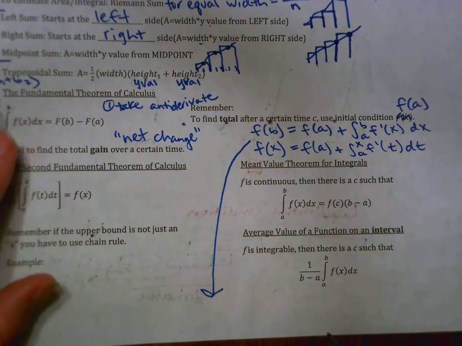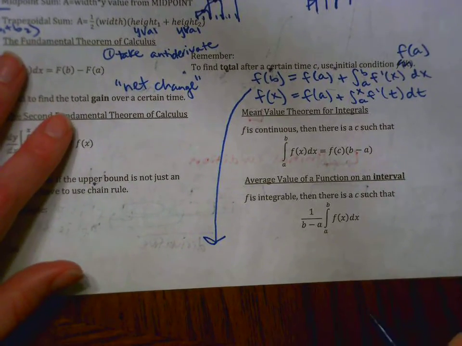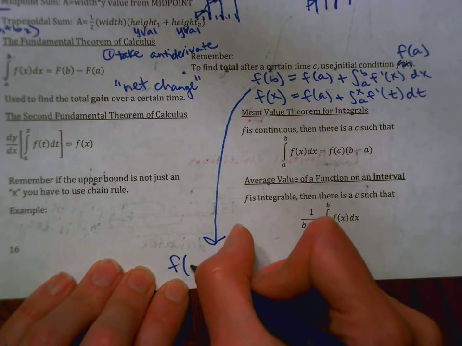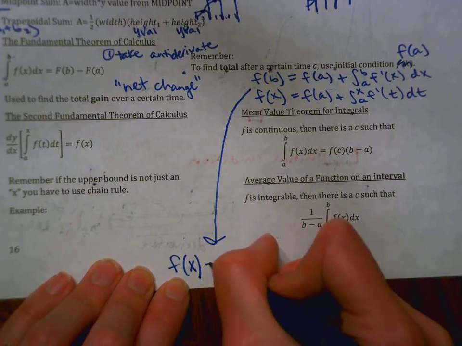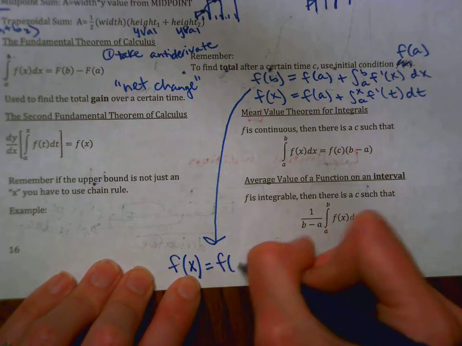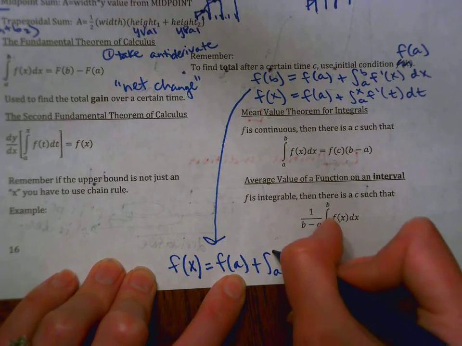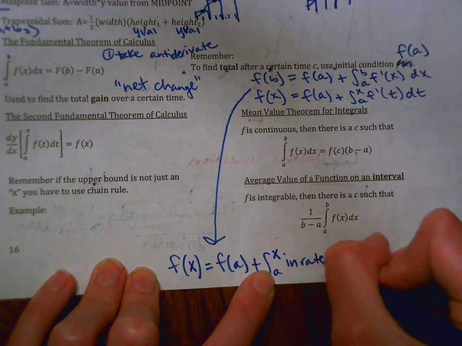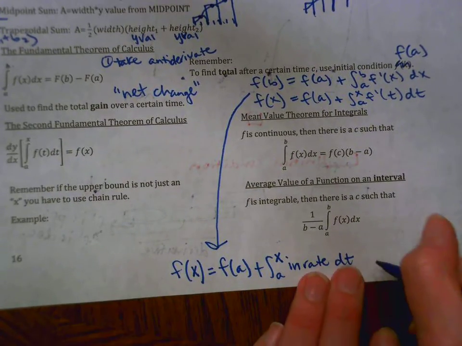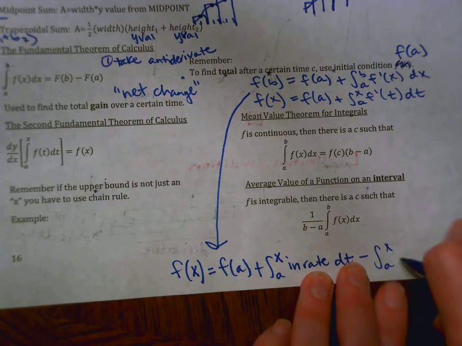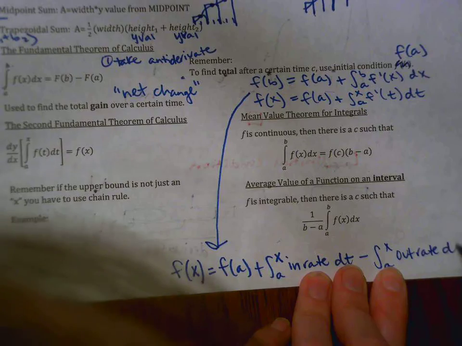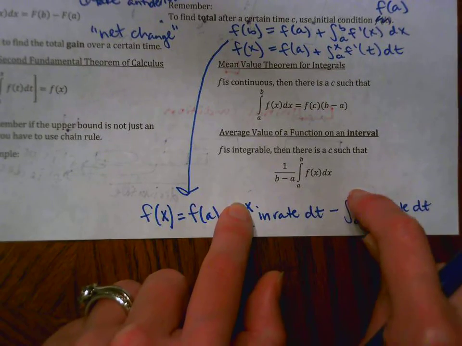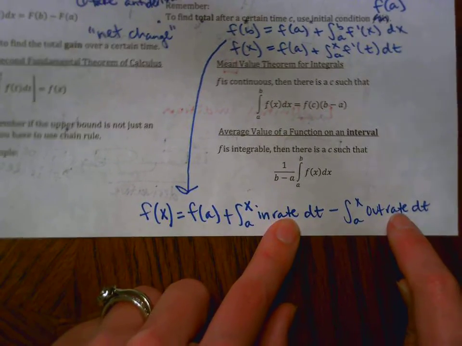Don't forget, if they give you an in rate and an out rate, you have to subtract the out rate, right? So if you want a total amount, I'm going to just keep it x, but you could do b if you wanted. You take your initial condition, you add the integral from a to whatever boundary is x of your in rate dt or whatever variable, minus the integral from a to x of your out rate dt. And so if you're using a calculator, you only plug whatever you're going to plug in for x for the top boundary. This stays a variable when you type it in the calculator.